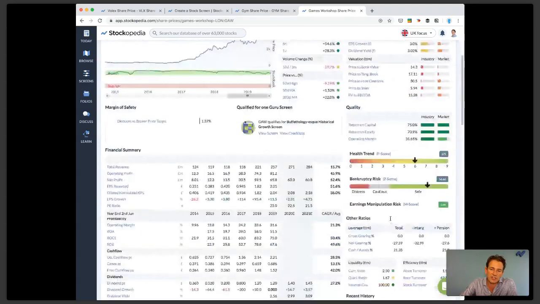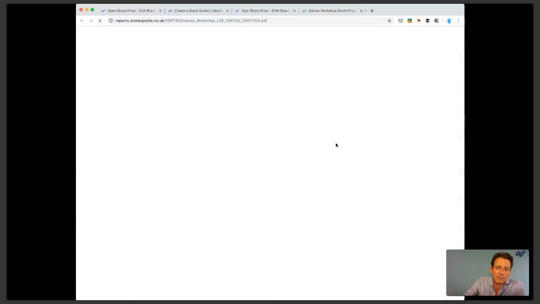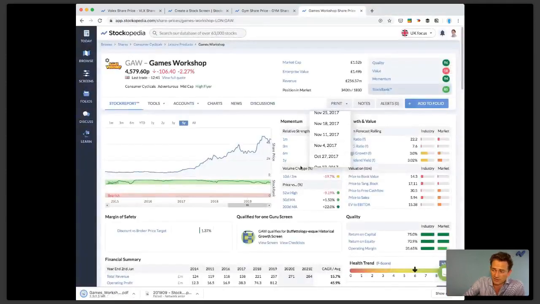So, there's so much that's good about Games Workshop, but I think a lot of people don't know you can do this. On the print button, it's always worth going and having a look at the past. So let's go and have a look at what the stock looked like back in 2017. Click that button and you can scroll back through time and pull up a historic report, which I'm doing like this. Hopefully this will come up in my browser.